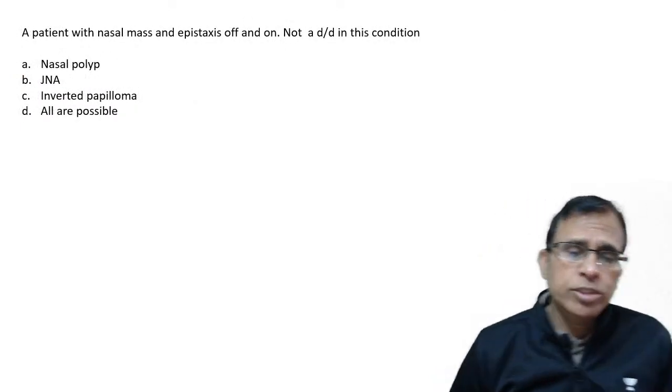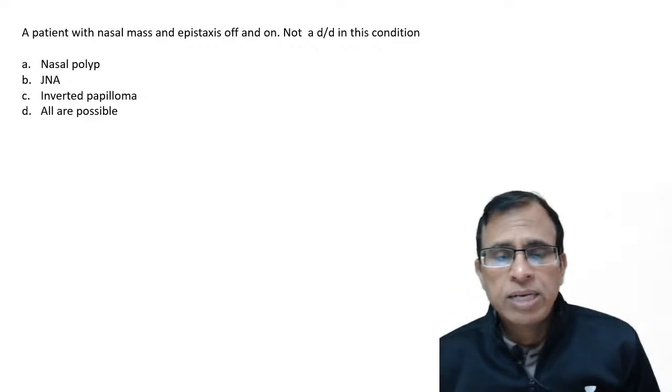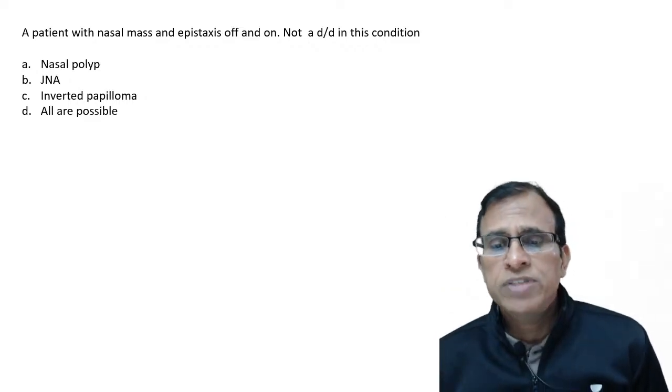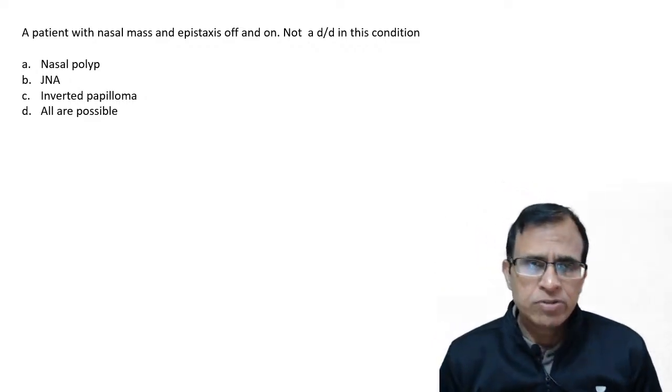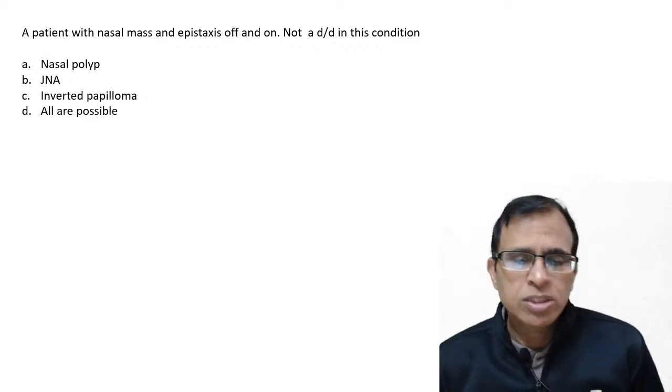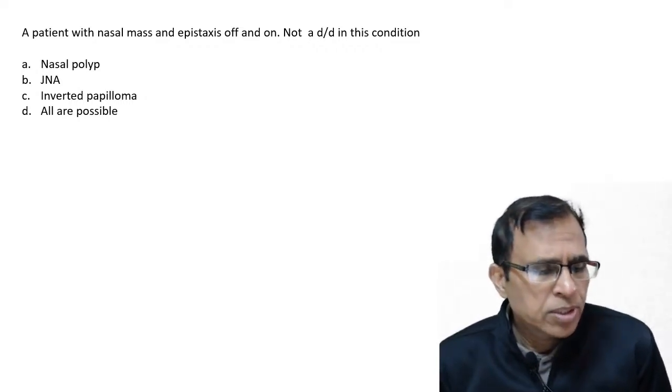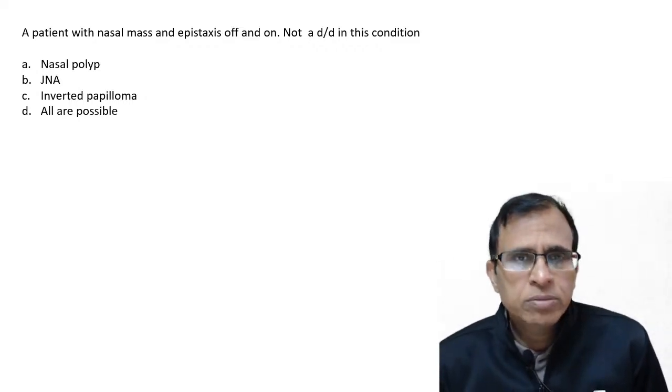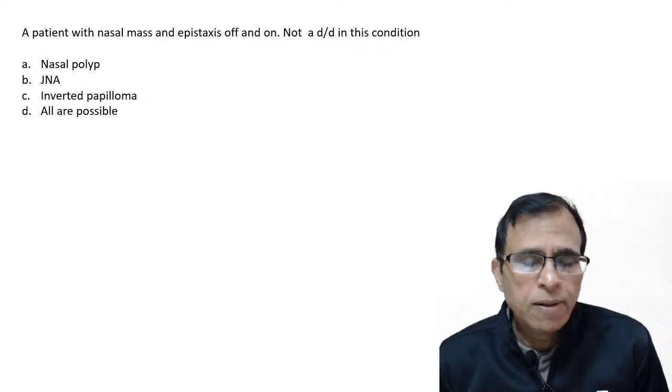And the last question: a patient with nasal mass and epistaxis off and on, which is not a differential diagnosis in this condition? Patient has nasal mass with bleeding off and on. Nasal polyp, juvenile nasal angiofibroma, inverted papilloma, all are possible. So this one is simple, I think. You can do it. Most of you can do it. Please go for it.